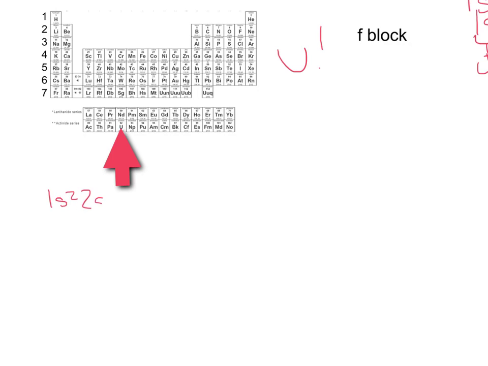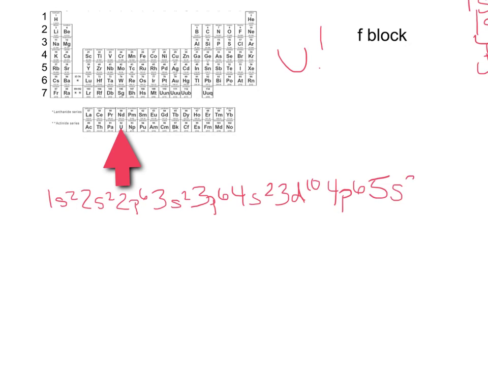1s2, 2s2, 2p6. See how small I'm writing? 3s2, 3p6, 4s2, 3d10, 4p6, 5s2, 4d10, 5p6, 6s2. So now I'm right here, and I need to go to my time warp down to F block and read all the way across there.